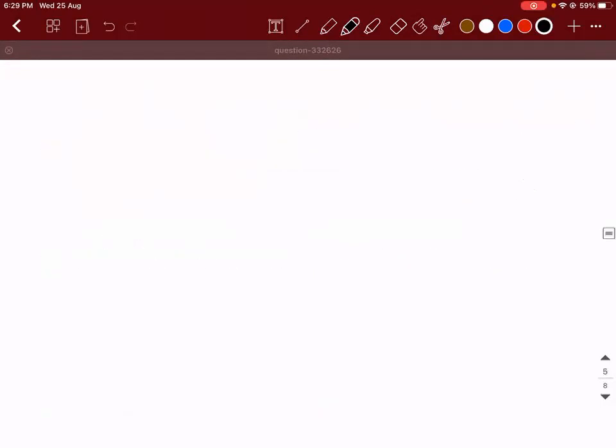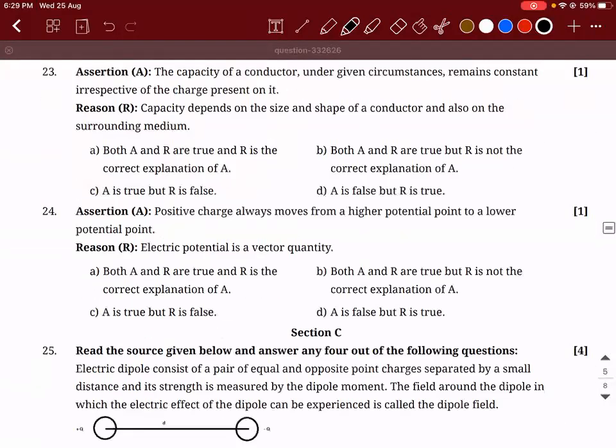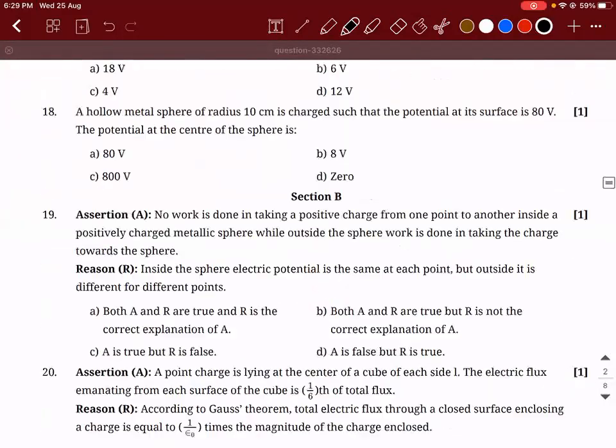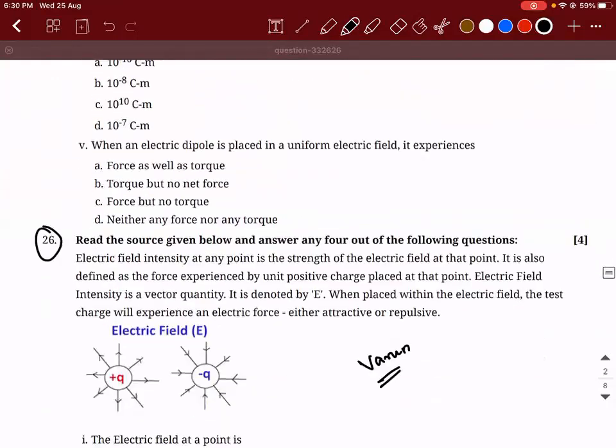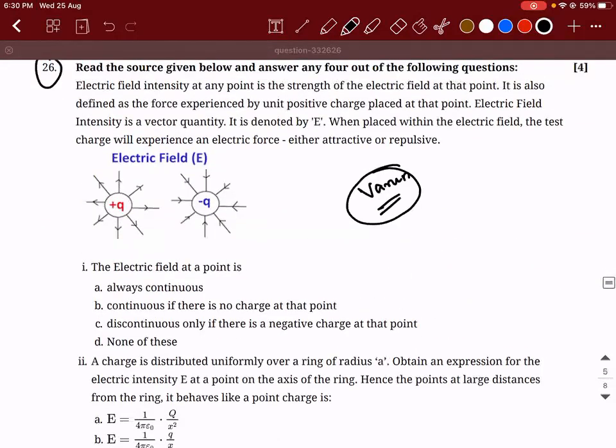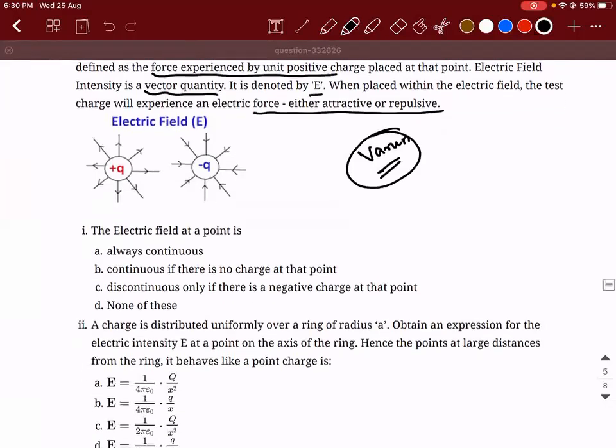Next. 26th. Again, Varun only asked. So electric field intensity at a point is the strength of the electric field at that point. It is also defined as the force experienced by a unit positive charge placed at that point. Electric field intensity is a vector quantity. It is denoted by E. When placed within the electric field, the test charge will experience an electric force, either attractive or repulsive.